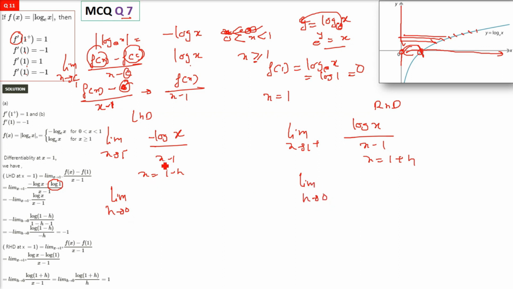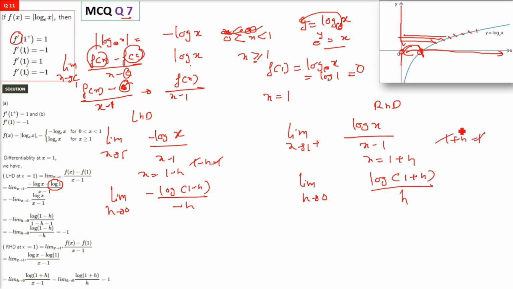And this is going to be replaced 1 minus h in place of x. So minus log 1 minus h divided by x is 1 minus h. So you have 1 minus h minus 1, the 1 minus 1 cancels, you get a negative h. Here you have log 1 plus h. So just write log 1 plus h in place of x, replace it by 1 plus h. 1 plus h minus 1, 1 gets cancelled, you get an h.